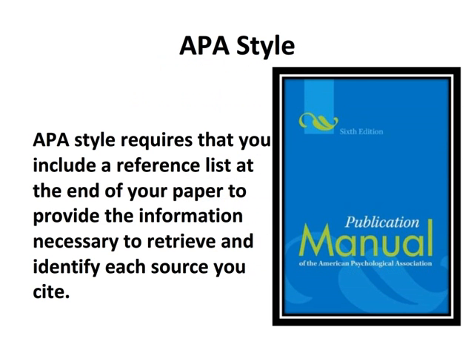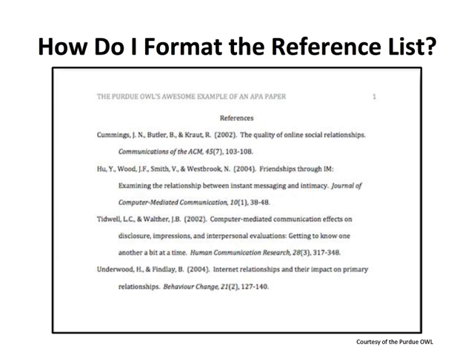APA style requires that you include a reference list at the end of your paper to provide the information necessary to retrieve and identify each source you cite. How do I format the reference list?